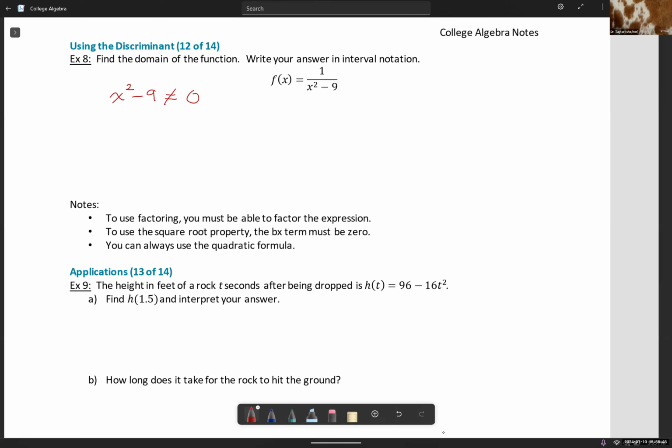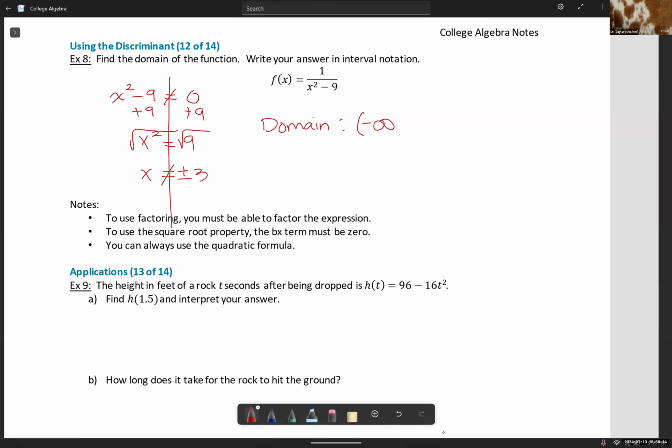Well, how do you solve this? You can use the quadratic formula, or because there's no BX value, you just use the square root property. Add 9 to both sides. X squared equals 9. Take the square root. X cannot be plus or minus 3. So if X was 3, this would make the denominator 0. If X was -3, it would make the denominator 0. So the domain for us is all numbers except -3 and 3.